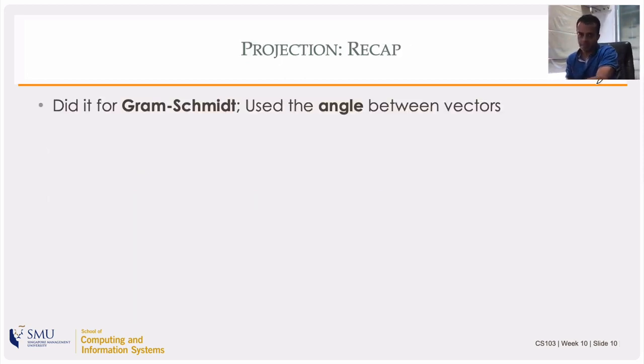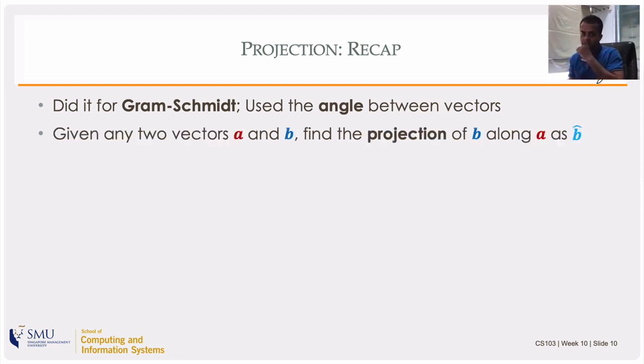We did it in Gram-Schmidt, as I said, where we used the angle between the vectors. So given any two vectors, red one and blue one, A and B, if we were to find the projection of the blue one along the direction of A, and we'll call it a light blue one, B hat, that is the idea. That is what we did in Gram-Schmidt in order to get the second column.